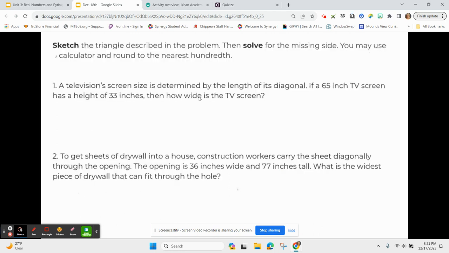So let's take a look at the front assignment here. It says sketch the triangle described in the problem, then solve for the missing side. You may use a calculator and round to the nearest hundredth. So here, hundredth, tenth, this one is asking for the hundredth, so that is 2 places after the decimal. So we're just going to keep up with that.